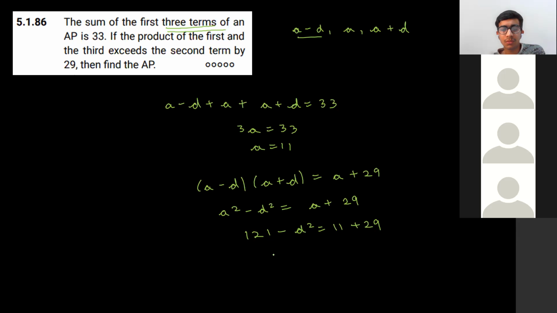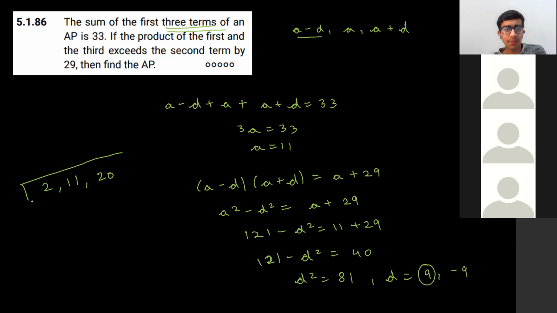Okay, so 121 minus D square is equal to 40. So D square is equal to 81. So D is equal to positive 9 or negative 9, right? If I take D as positive 9, the first term is 11 minus 9, which will be 2. The other term would be 11. The third term would be 11 plus 9, which is 20. Okay, this is one of the APs.